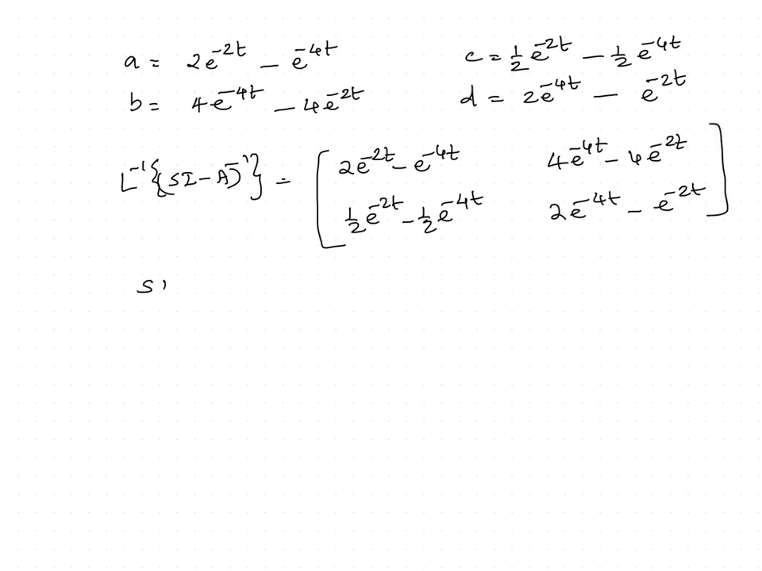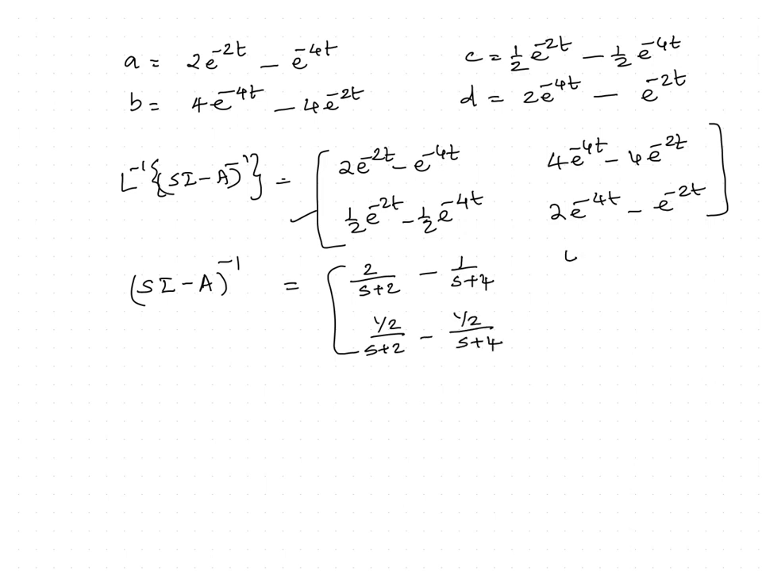So we can find (sI minus A) inverse, that is Laplace transform of this matrix. So this results in [2 by s plus 2 minus 1 by s plus 4, 4 by s plus 4 minus 4 by s plus 2; half by s plus 2 minus half by s plus 4, 2 by s plus 4 minus 1 by s plus 2].